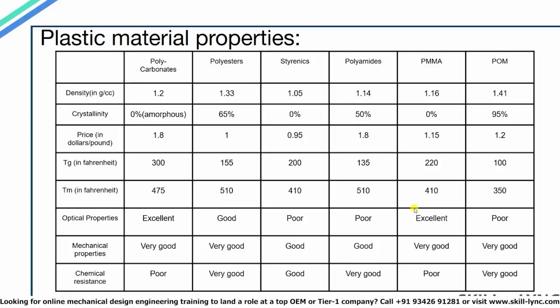There are 6 basic divisions of the most common engineering plastics: polycarbonates, polyesters, styrenic copolymers, ABS is a styrenic copolymer, polyamides, which are nylons, PMMA, which stands for polymethyl methacrylate, commonly known as acrylics, and POM, polyoxymethylene, which commonly is known as acetyl. In the table below, I have summarized all the properties of the 6 plastic types. Here, crystallinity refers to the degree of structural order in plastics. Tg is the glass transition temperature and Tm is the melting point.